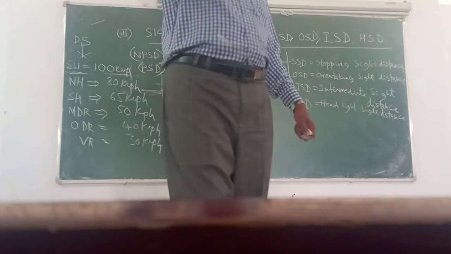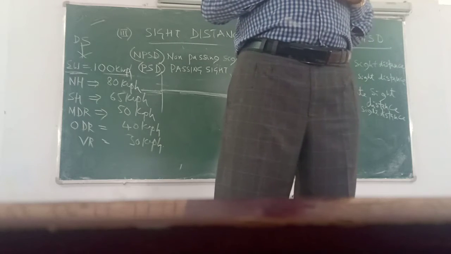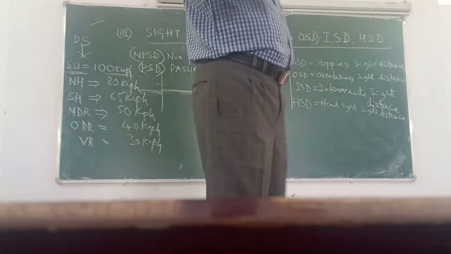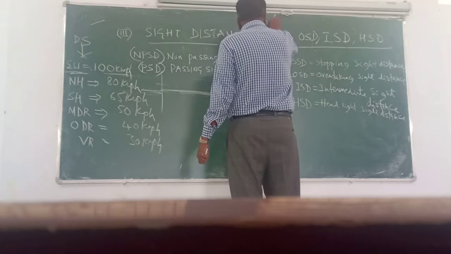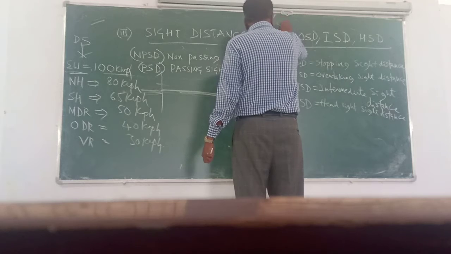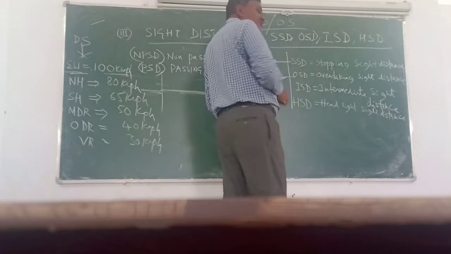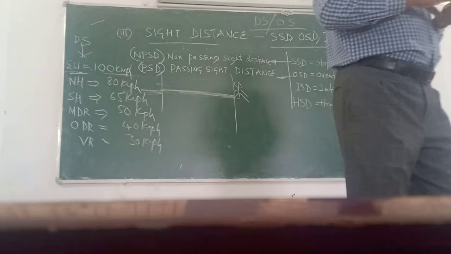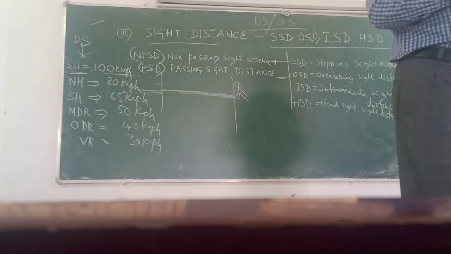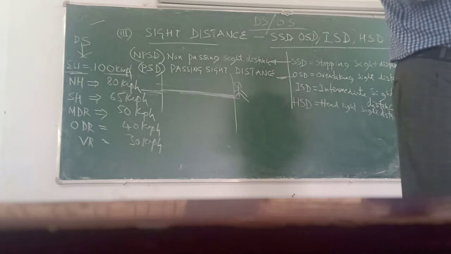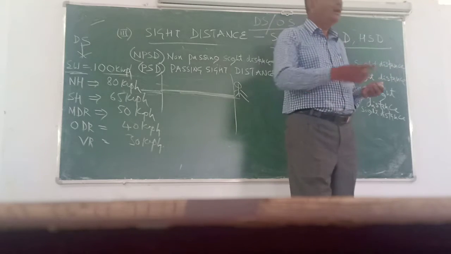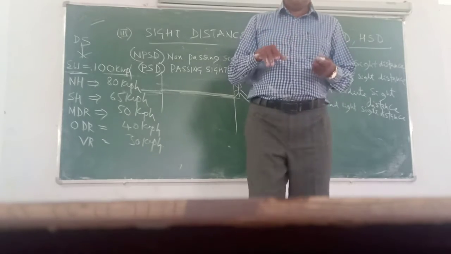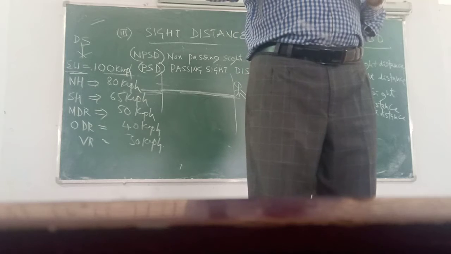What is the difference between designated speed and the operating speed? Anybody? Can anybody tell? What is the difference between DS and OS? One is an estimate. Operating speed fluctuates when you are going.